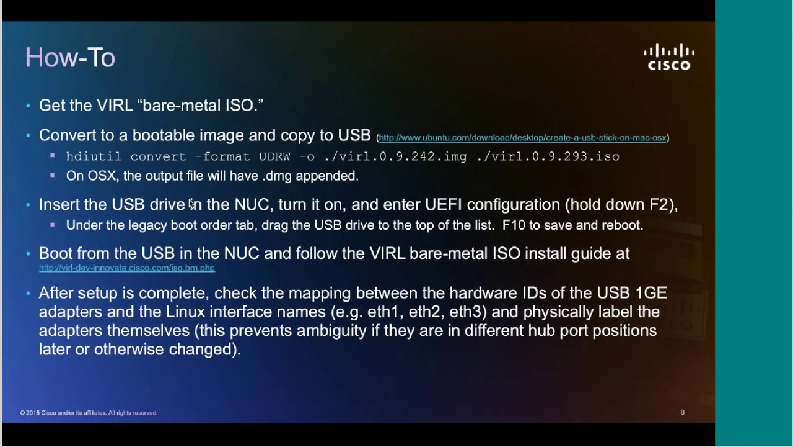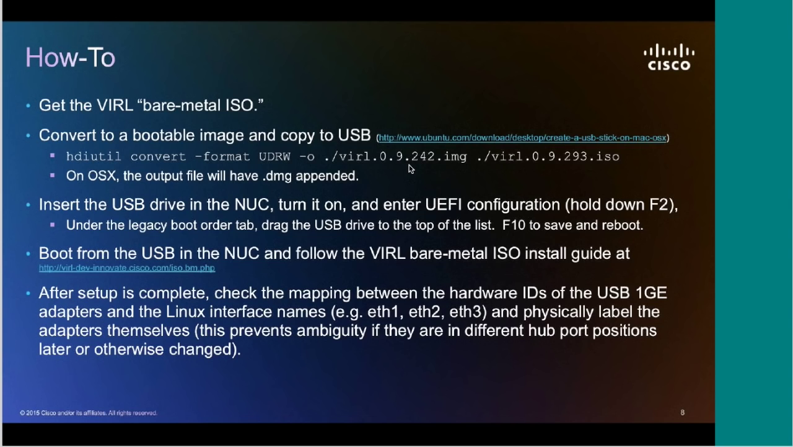So how do you do this? Well, this is the bare metal ISO that's available when you purchase VIRL. And there is a guide for this at the link on the fourth bullet. But before you can use it in a system that doesn't have a CD or DVD drive, you have to format it and write it to a USB stick. It's the same procedure you would use to put Ubuntu on a bootable USB. And so you can see the link there and see kind of how that works.